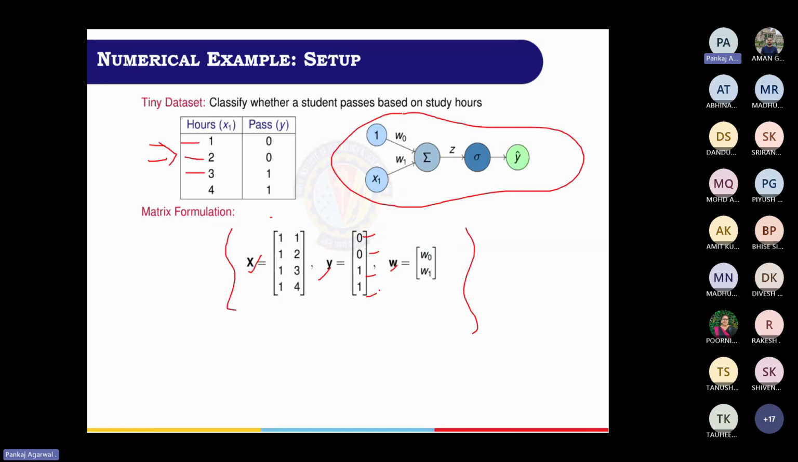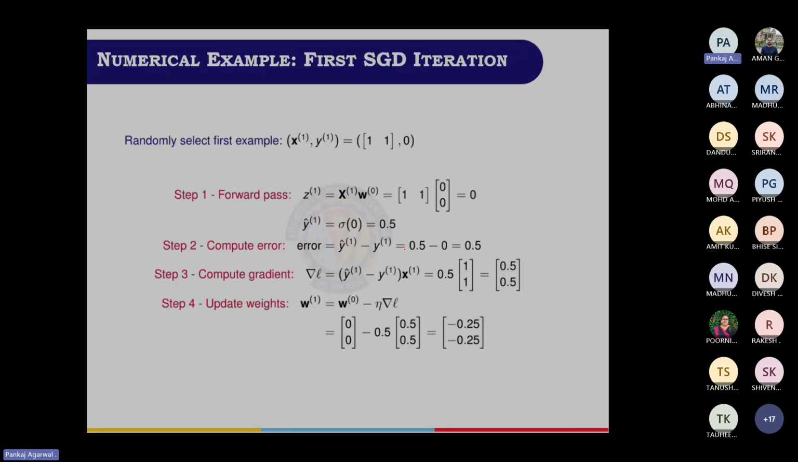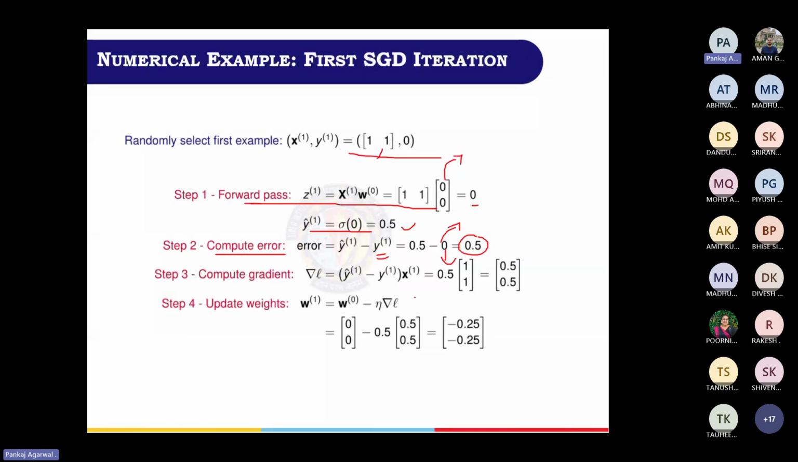When doing the first iteration, the first input was 1 1, and the output y was 0. That's the reason it was 0, isn't it? And I took the first input. So the first input 1 1 was having the output y as 0. Therefore, when you did this, you get 0.5 as an outcome, and the actual value was 0. So therefore, the error is 0.5.